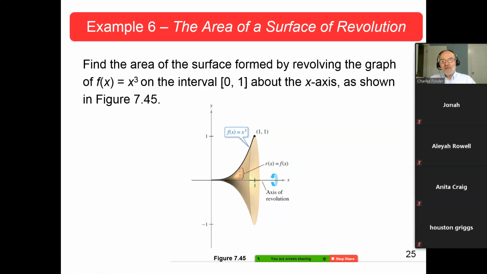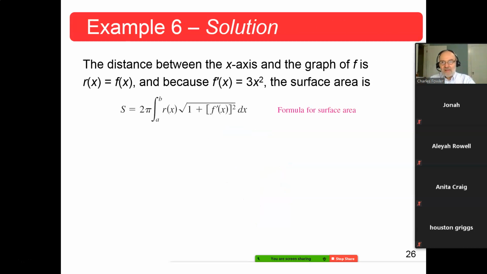Your radius is f of x. Okay, x is going from 0 to 1. The distance between the x-axis and the graph is your f of x. So your radius of x is f of x. And because f prime of x is 3x squared, the surface area S is equal to 2 pi times the radius times the arc length. Basically that's it. The integral from a to b, the 2 pi can go on the outside, this goes on the inside. And that's what you've got.